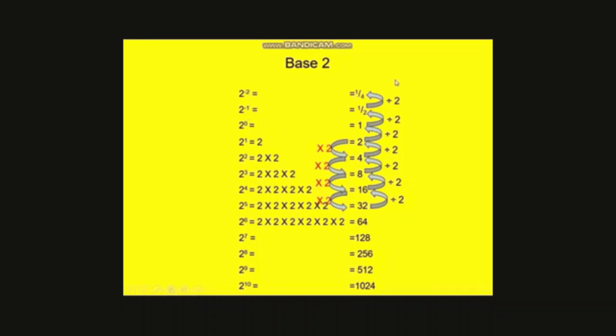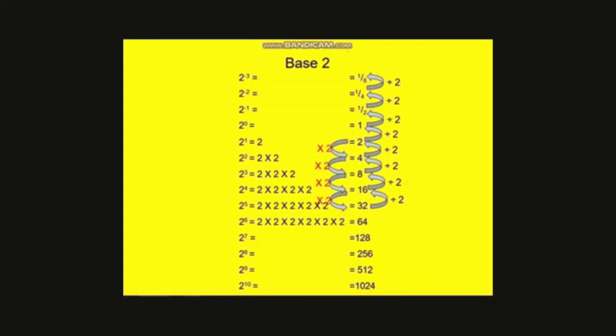And the last one we'll do, but obviously this keeps going. A quarter divided by 2 is an eighth, and the power is going to be minus 3. So we've got 2 to the power minus 3 is an eighth. So that's base 2, and obviously you can carry on going this way and you can carry on going that way.